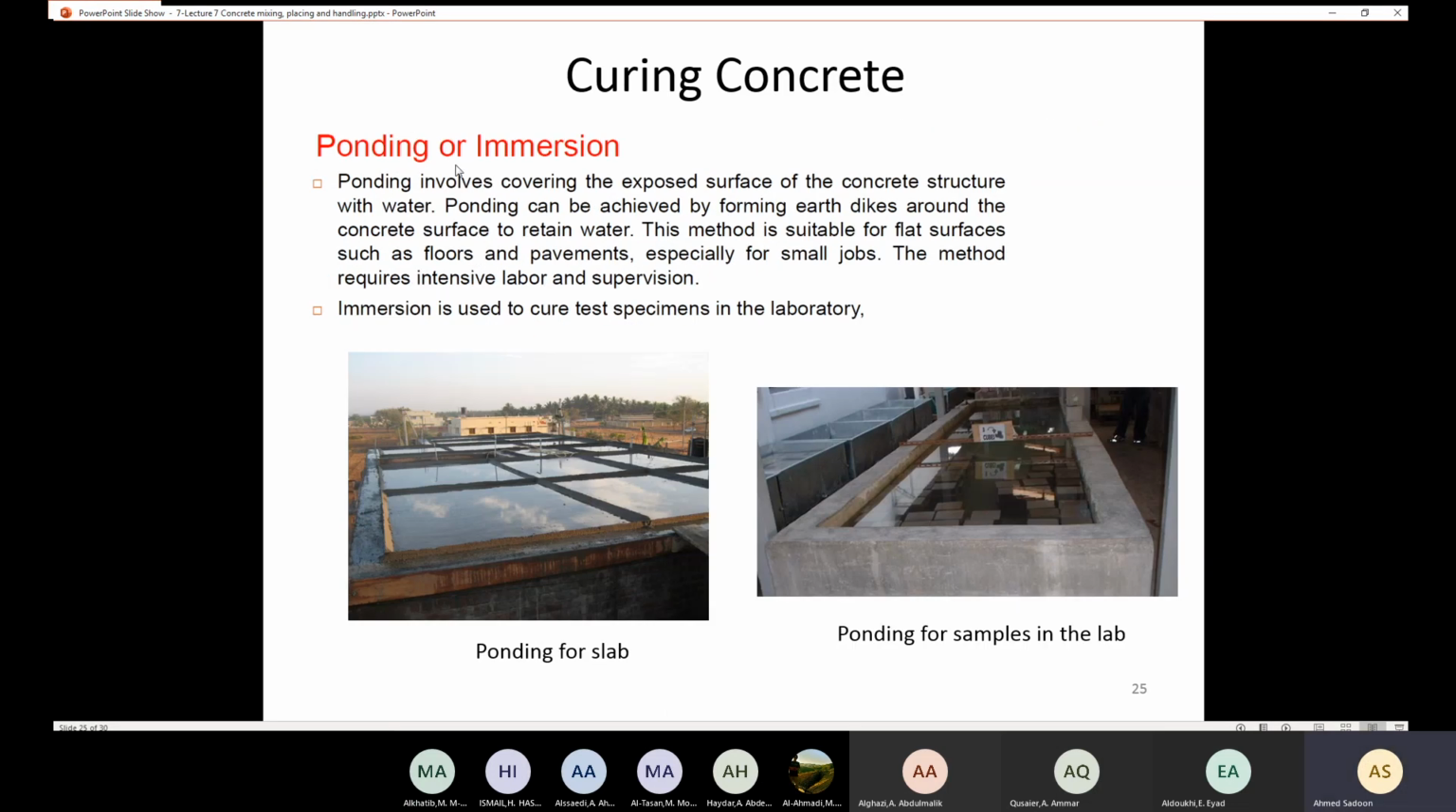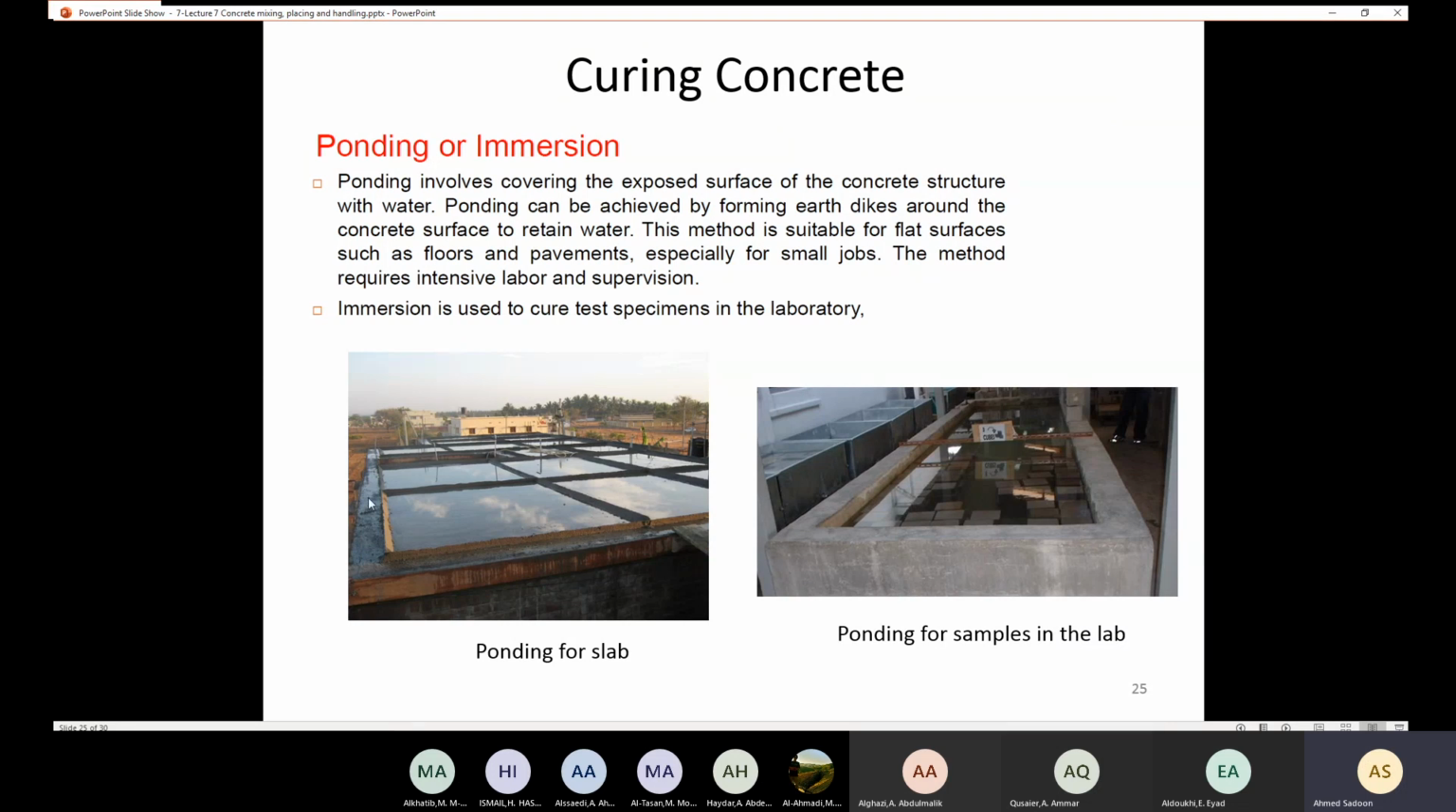Also, we have ponding or immersion. You've seen this one in the lab. In this method, we are going to immerse the concrete inside a swimming pool like this one, a small swimming pool like this one.